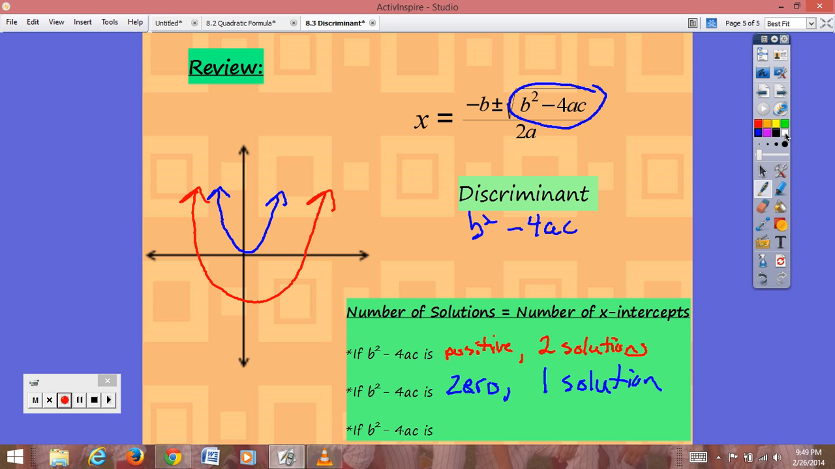And if b squared minus 4ac is negative, then we have 0 solutions. And this graph won't touch the x-axis at all. Might be tough to see. So if we use black for this one, then we can see this has no solutions. It doesn't touch the x-axis at all.